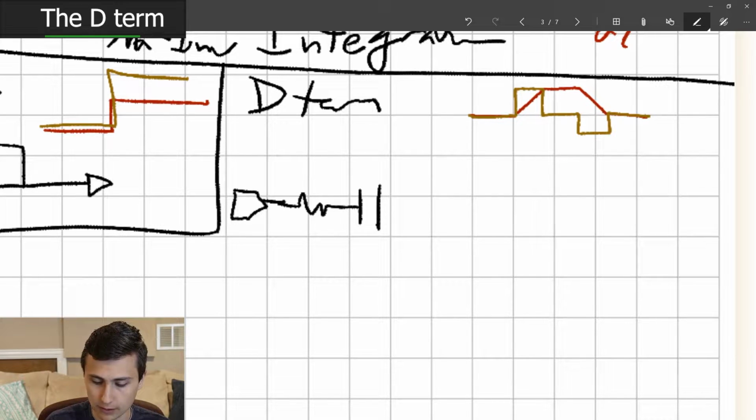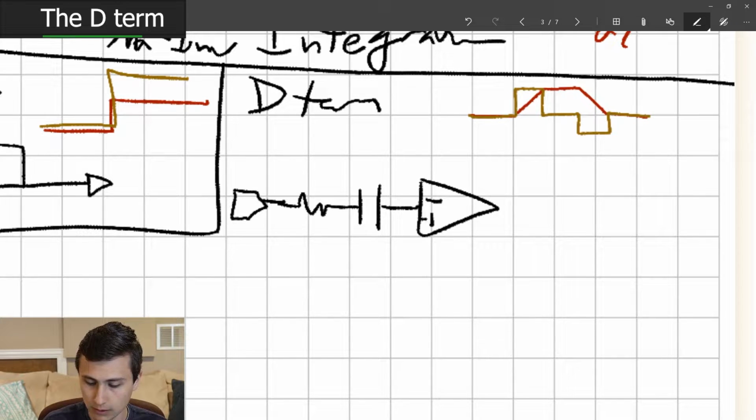We get our capacitor, and this comes into the non-inverting input. Sorry, to the inverting input. The non-inverting input goes to ground.